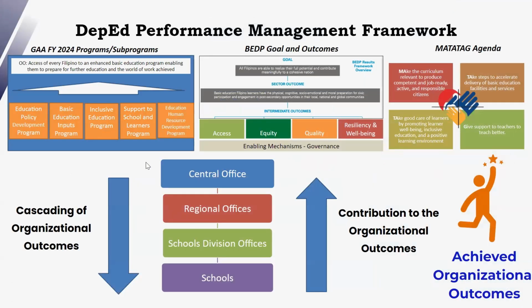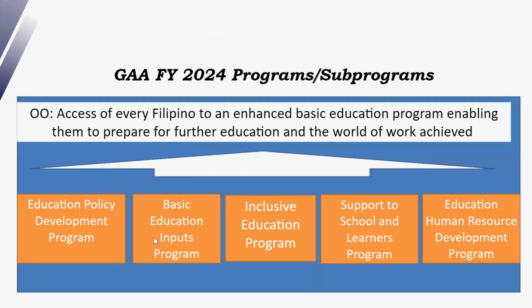The major final outputs are based on the DepEd's performance management framework with multiple organizational outcomes. These are the following. The first illustration here, the org outcome is the GAA FY 2024 programs or sub-programs with 5 pillars. The first one is Education Policy Development Program, Basic Education Inputs Program, Inclusive Education Program, Support to School and Learners Program, and Education Human Resource Development Program.